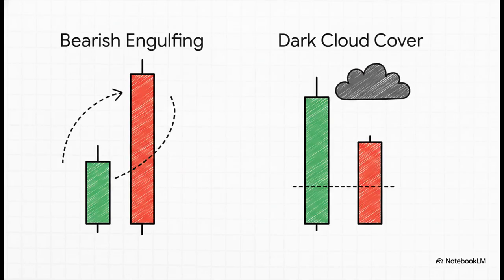Moving up to our double candle setups, we have the bearish engulfing and the dark cloud cover. Now, the bearish engulfing is an incredibly powerful visual. It's where a massive red candle completely swallows the previous day's green candle. Just pure, sudden seller dominance. The dark cloud cover is a little different, but just as telling. It reflects a morning where the price gaps up on all this bullish optimism, but then selling pressure absolutely collapses the price, closing deep below the midpoint of the previous day's green candle. Both of these patterns are literally screaming that the bears are taking over.